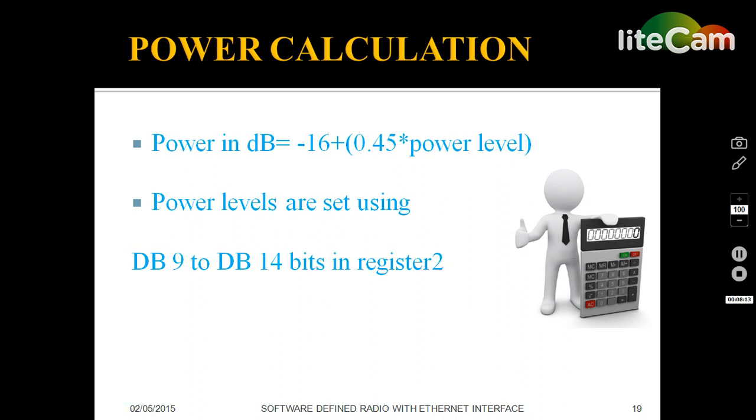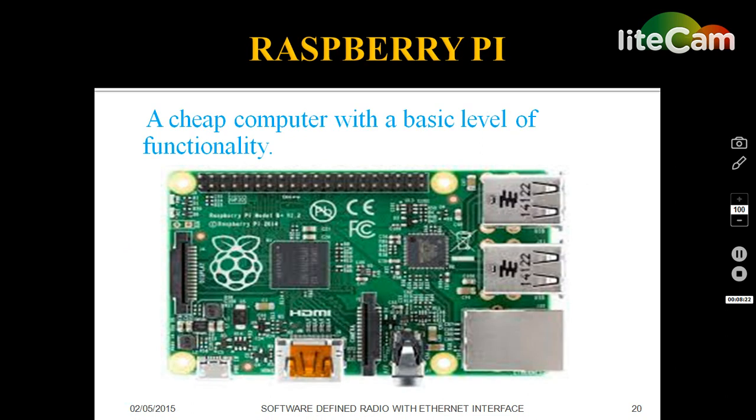Power calculation. Power in dBm is given as -16 plus 0.45 times the power level. Power levels are set using DB9 to DB14 bits in register 2.